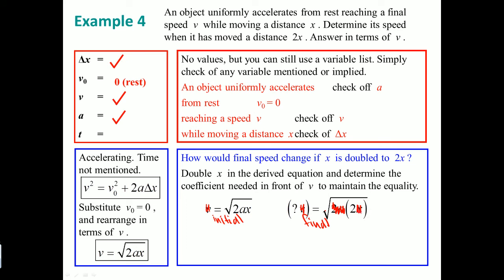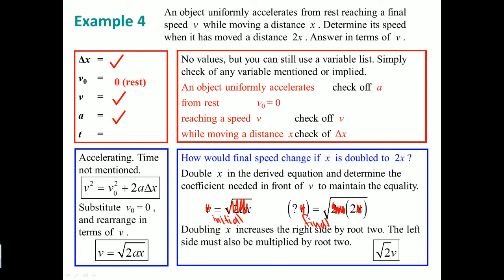Here, same thing, right? So what you are left with here is the square root of 2. So we would say that doubling x increases the right hand side by a square root of 2, because what is left here is just a square root of 2. Okay, there you go. That's how they got it. So we saw that the left side also has to be multiplied by the square root of 2.